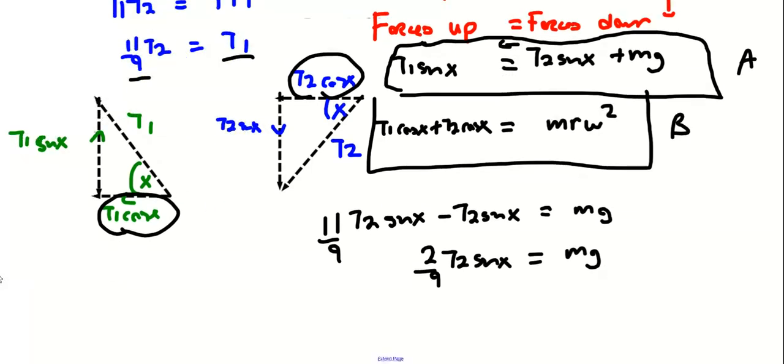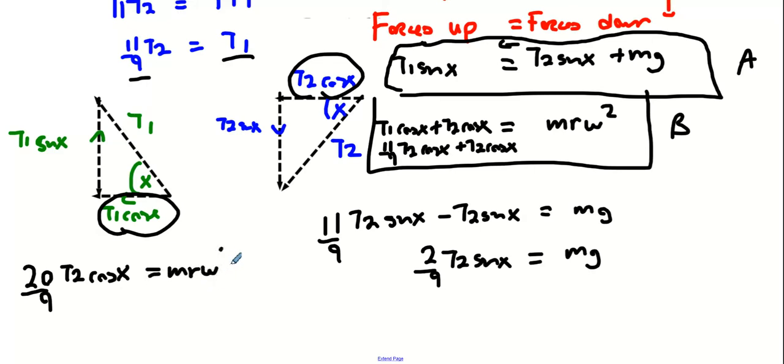We're going to try the same trick with this one here. We're going to change T1 cos X into 11 over 9 T2 cos X plus T2 cos X. So 11 over 9 plus 9 over 9 is 20 over 9. So that's going to be 20 over 9 T2 cos X, and that's going to equal m r omega squared.